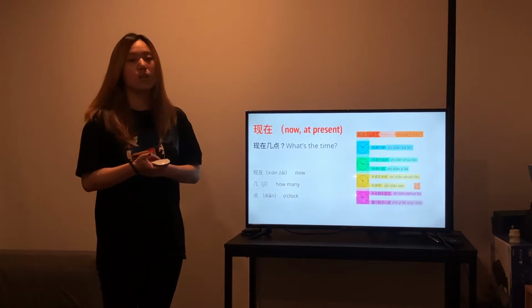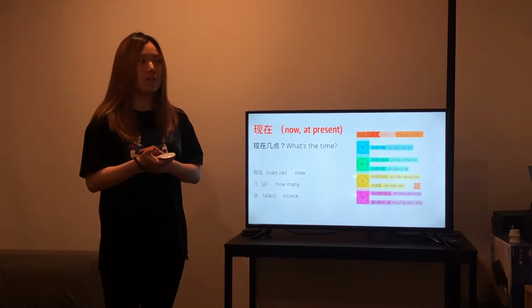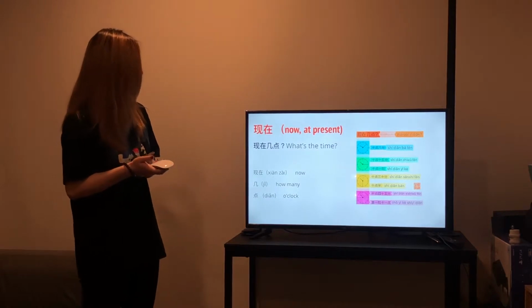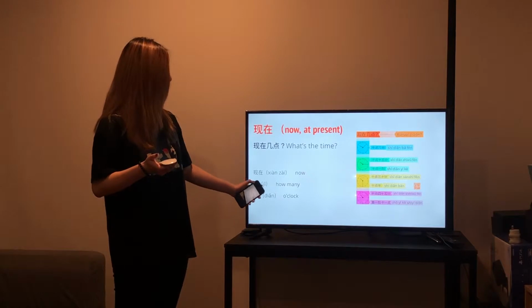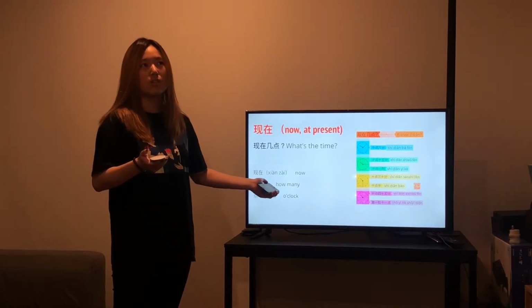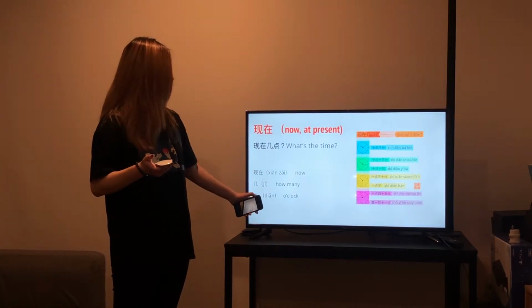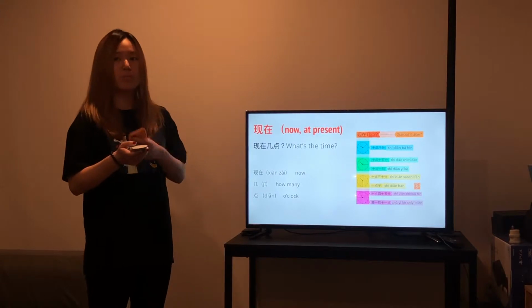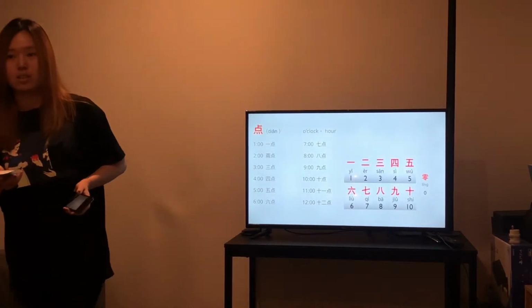For example, we will ask 现在几点, what time is it, and the other person will answer like 10点, like 10 o'clock. So we can see that 现在 means now, 几 means how many, like the number, like how many o'clock, and the last one is 点, like o'clock. So now we will let Freya explain the detail for us.